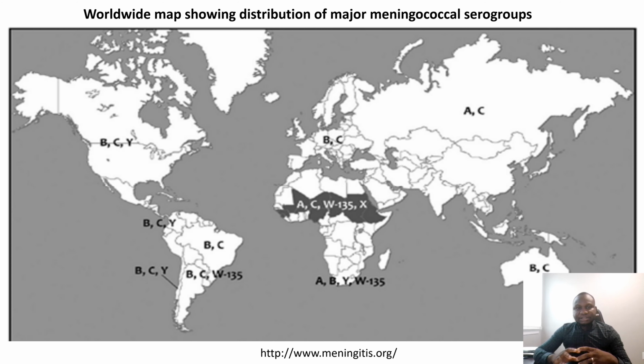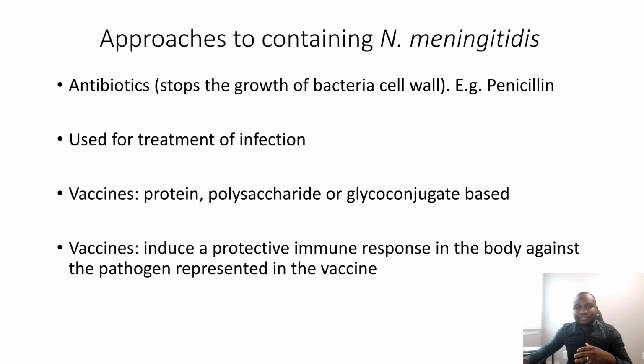We have about 6 pathogenic serogroups that are in different parts of the world. In Africa, we have the prominent serogroups A, C, W, and X. And what are the approaches to containing Neisseria meningitidis? Antibiotics have been used for the treatment of the infection, but vaccine is more effective because it prevents the disease from happening in the first place.